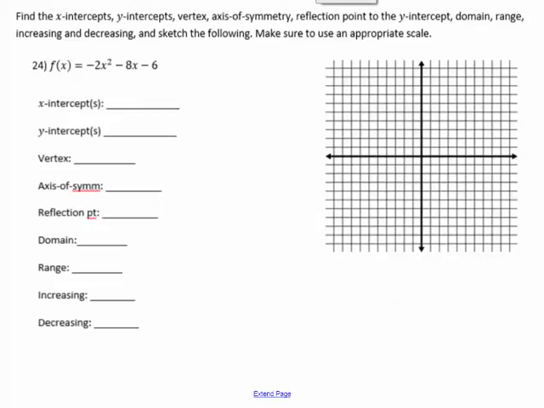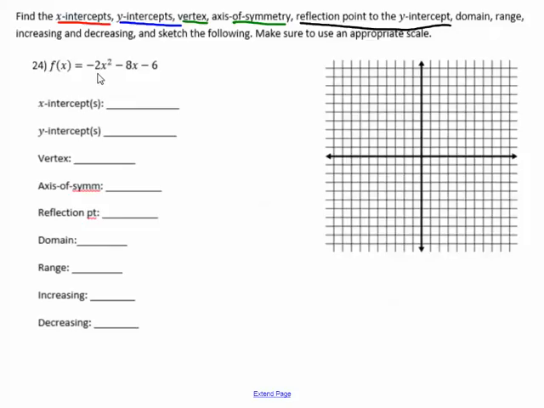Here's a question, again from the review, talking about graphing. Taking an equation in general form that we've been given in question number 24, how do I graph it? Number one, what's my x-intercept? Number two, what's my y-intercept? Number three, what's my vertex and axis of symmetry? What is my reflection point to that y-intercept? And then finally, after we graph it, we can sketch it. Then we can find out when it's increasing and decreasing, and what the domain and range are.